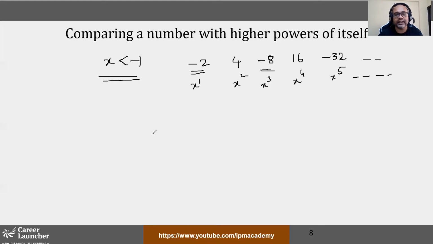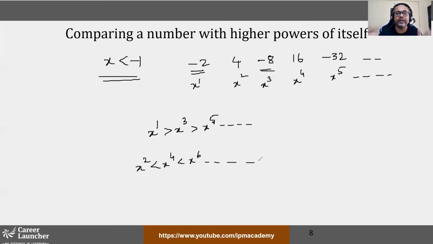So you can see that x power 1 will now be greater than x cube. It will be greater than x power 5 and so on. So the reverse is happening here compared to what we did earlier. Whereas x square will be less than x power 4, less than x power 6 and so on. So basically whatever happens between 0 to minus 1, the reverse is happening after minus 1.